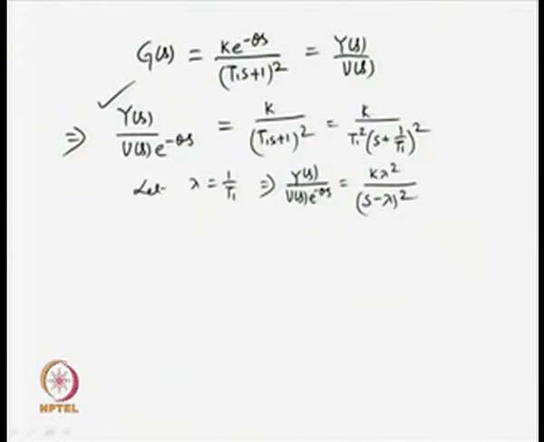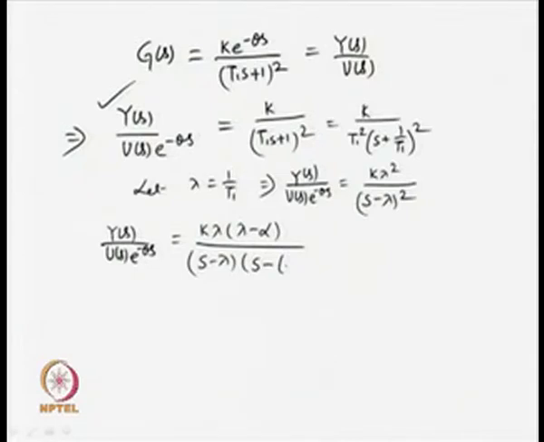So, this again can be expressed as Y(s) upon U(s) e to the power minus theta s is equal to K lambda square upon (s plus lambda) times (s plus lambda minus alpha). So, what I have done here, I have introduced a small number alpha, where the small number alpha tends to 0.